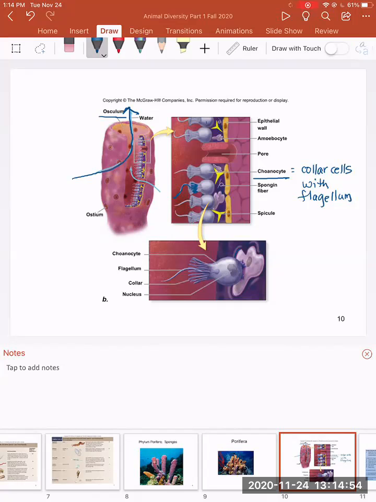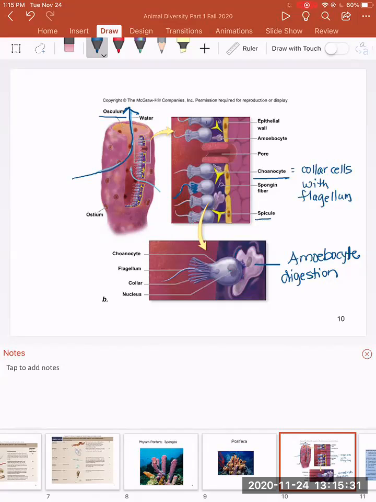Associated with each collar cell is another type of cell called an amoeboid cell, an amoebocyte. And you can see it actually looks like a protist also. This is where digestion is going to occur for the sponge. So these cells are right up here working cooperatively with the collar cell to trap food and then digest the food for the sponge. It then gets dissolved, absorbed into the other cells of the sponge.